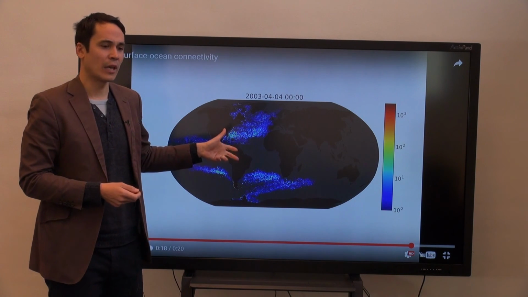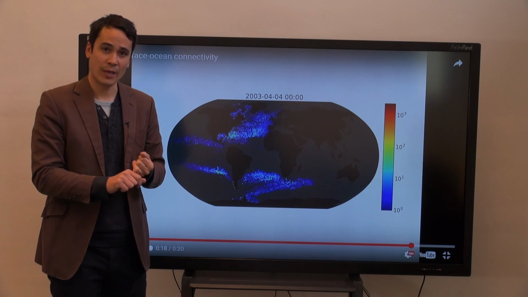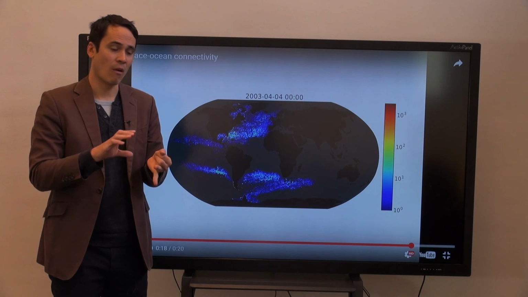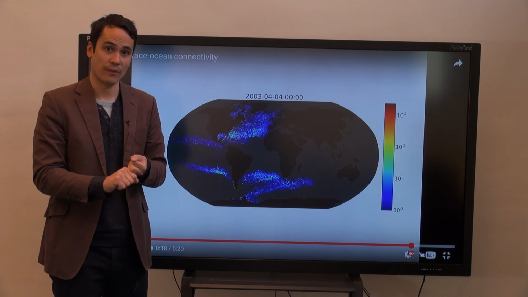So these kinds of simulations give us a lot of information about how the oceans are going to adapt to climate change and how other anthropogenic stresses like pollution are going to affect us now and in the future.